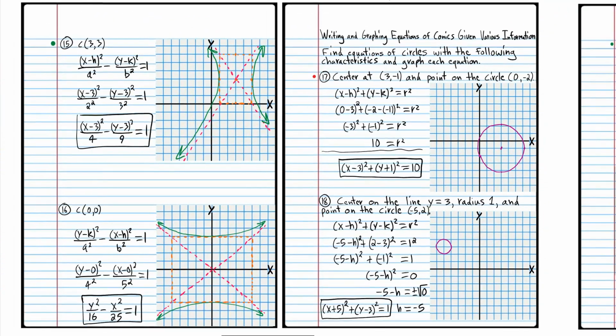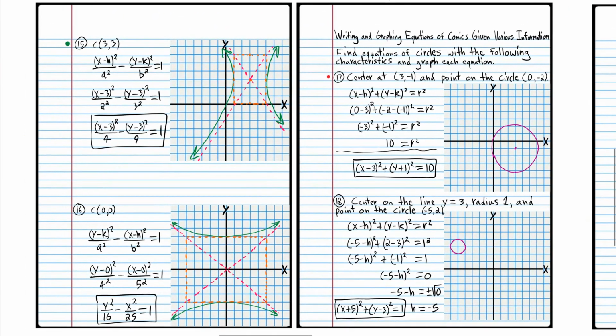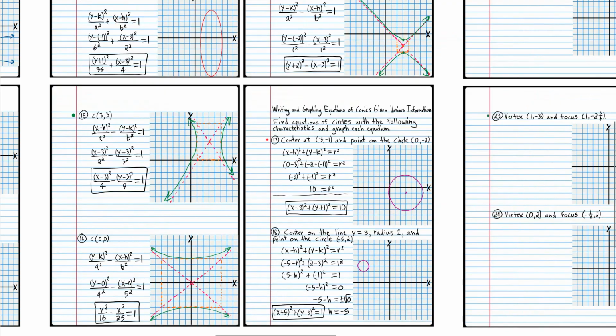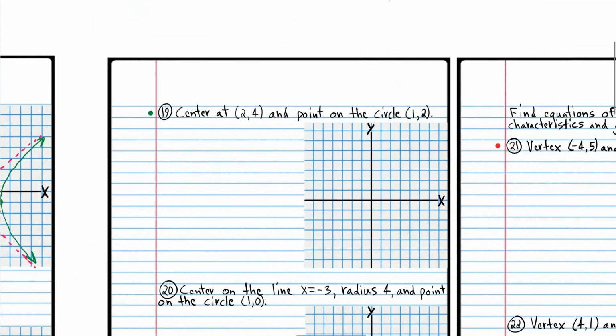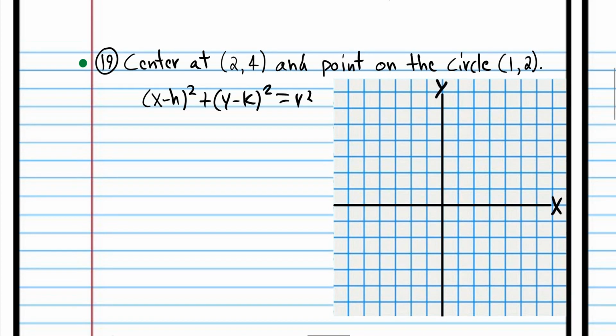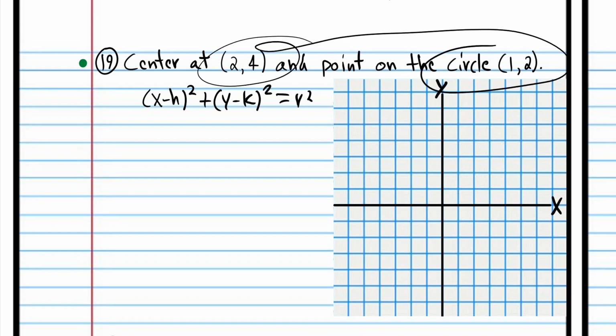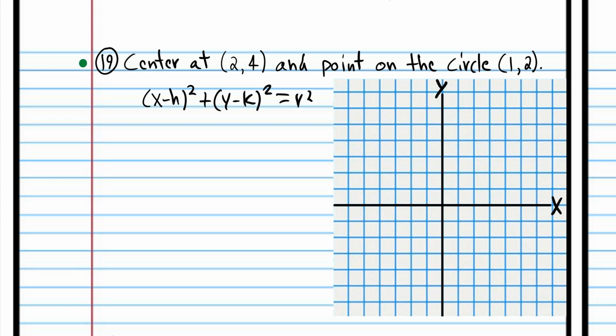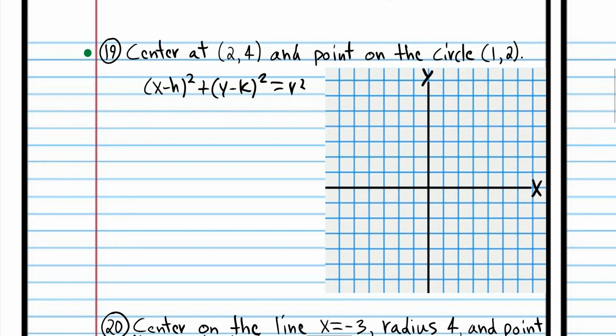So I want you to get a picture of these problems. Number 17 and 18 will help you do these next problems. So try number 19. You want to write the standard form of the equation of a circle, and you want to plug in these numbers to help you find r. So try number 19. When you come back, we'll do it together.